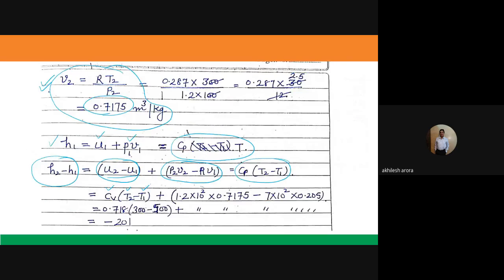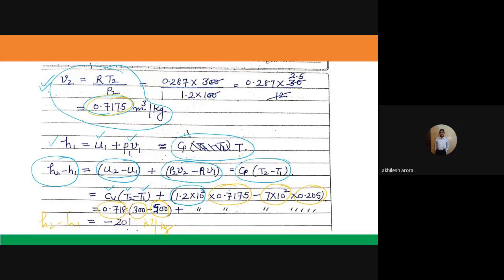So you can see it here. Pressure, this is the value of specific volume, this value you put here. Similarly, 700 kilopascal is the pressure at inlet, and this is the specific volume. And Cv we have calculated, this is T2, this is T1. So the answer of H2 minus H1 comes out to be 201 kilojoules per kg. So this is the answer.